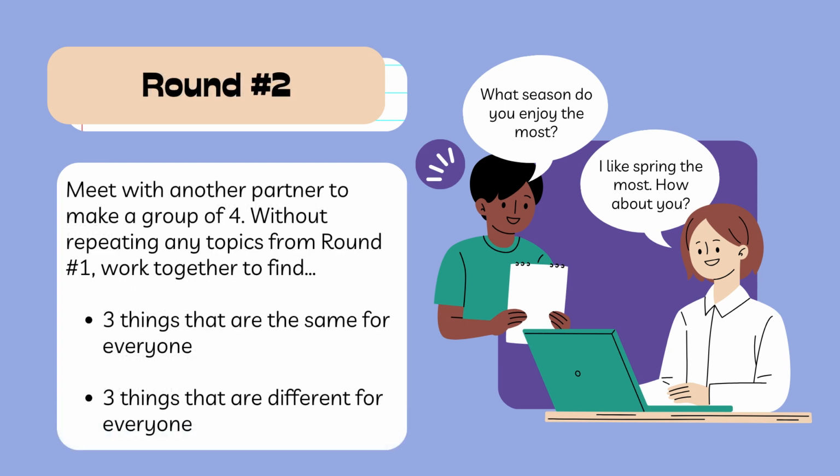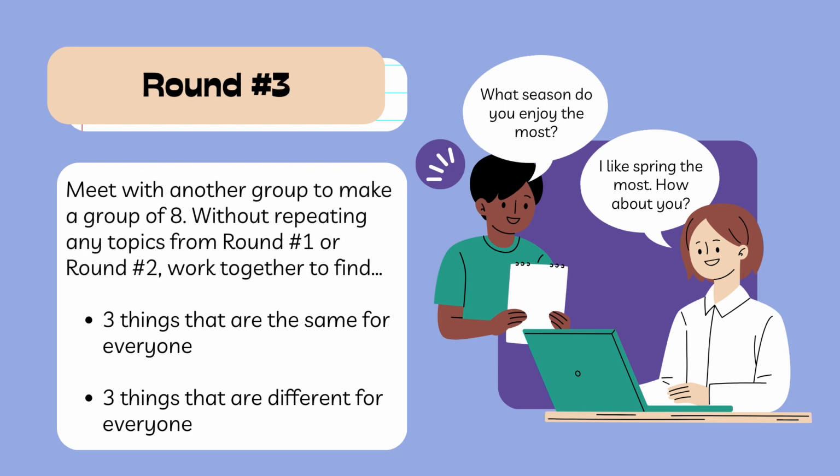In round two, the partner makes a group of four with another partner, and together again, without repeating any topics from round one, they work together to find three things that are the same for everyone and three things that are different for everyone. So each person has to be different. So this you'll find is a little bit more of a challenge and requires a different way of thinking, a little more practice with collaboration.